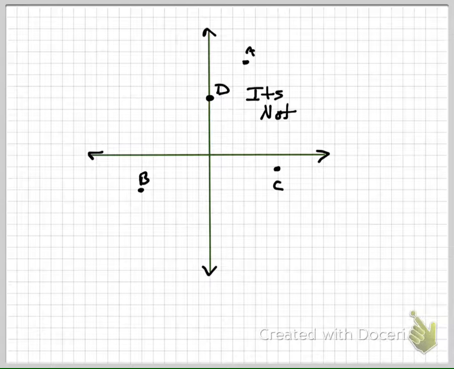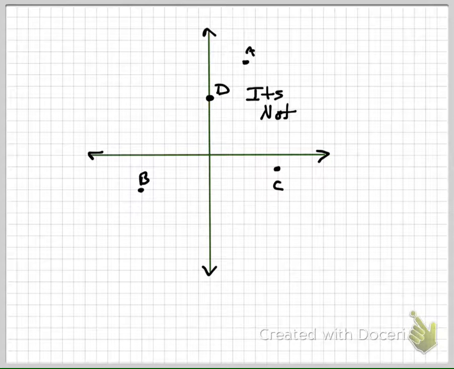It's not in a quadrant. How could you describe that? If we're talking and I said what quadrant is it in, you'd say it's really not. Where is it then? It's on the y-axis, right? That's exactly what you'd say. It's on the y-axis. Do you understand? Are you all paying attention to that?